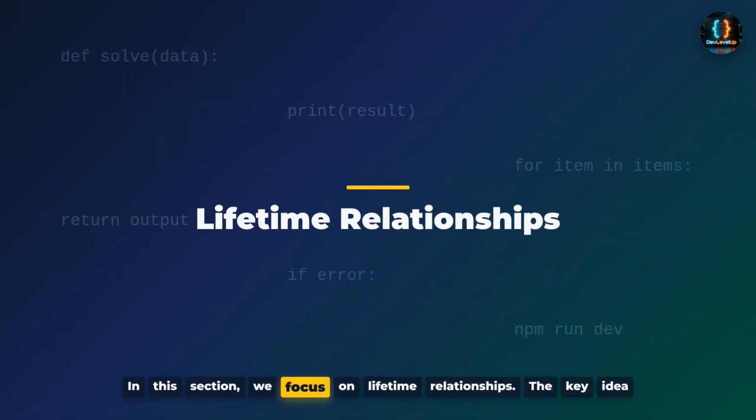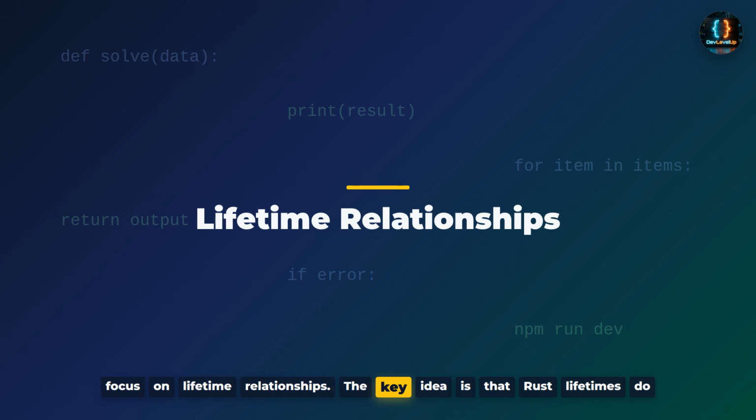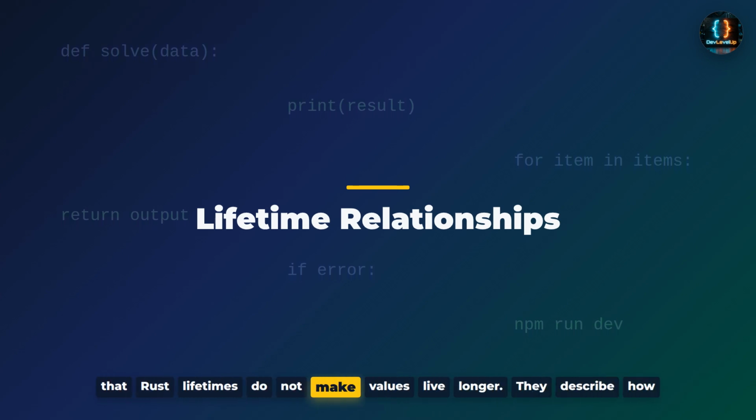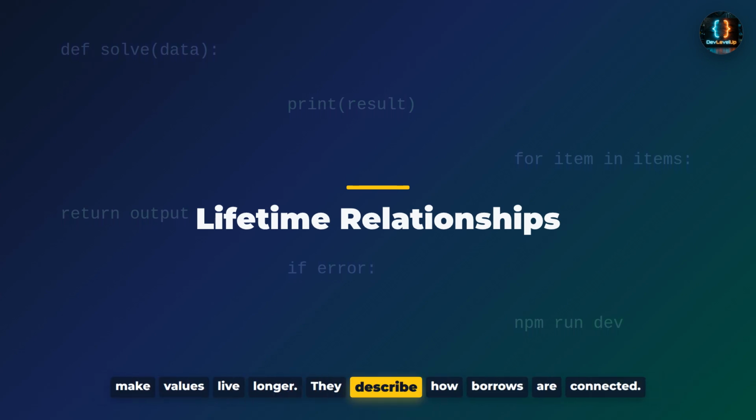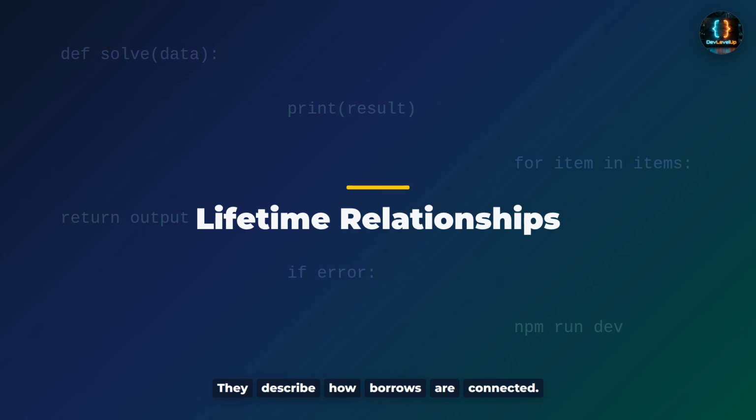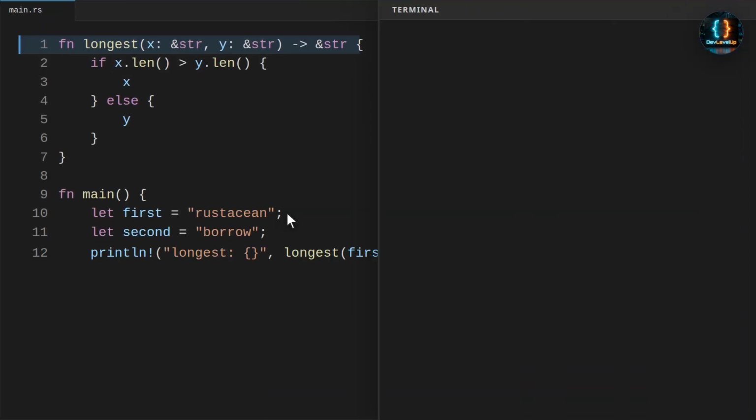In this section, we focus on lifetime relationships. The key idea is that Rust lifetimes do not make values live longer. They describe how borrows are connected. In real code, this comes up when a helper chooses between two borrowed values. Here we write a longest function that returns one of two string slices, and then we run it.